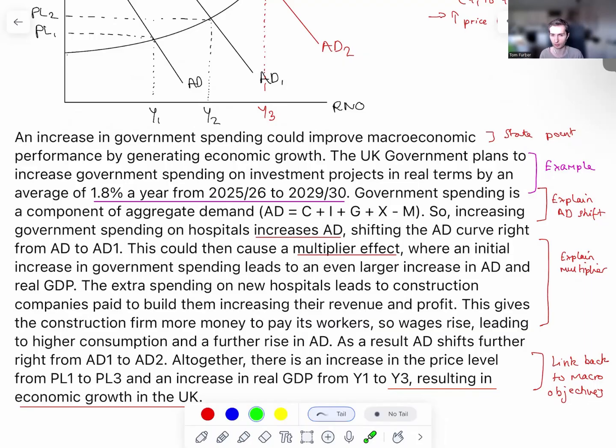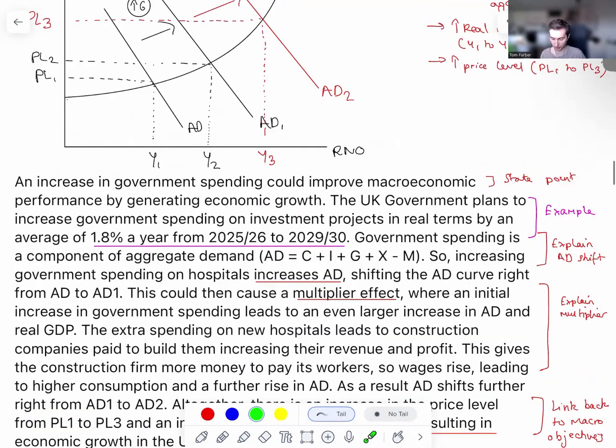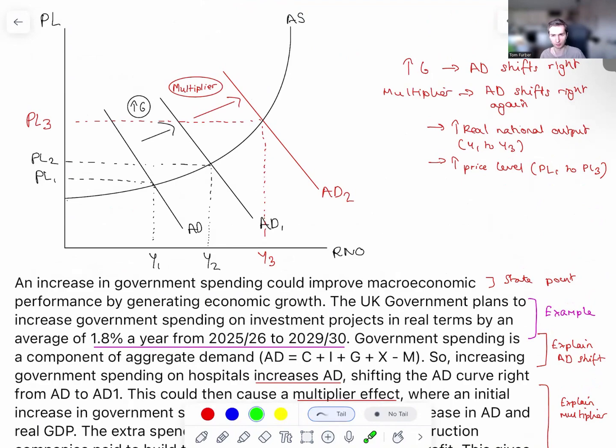This gives the construction firm more money to pay its workers, so wages rise, leading to higher consumption and a further rise in AD. As a result, AD shifts further right from AD1 to AD2. So altogether, when we combine the initial effect of higher government spending and the multiplier, we get this massive overall shift in AD from AD to AD2.